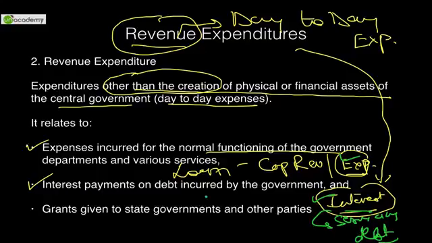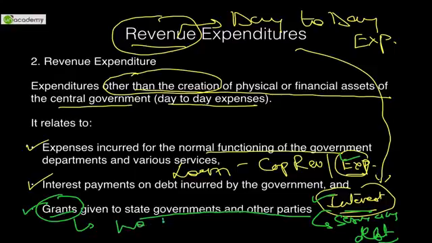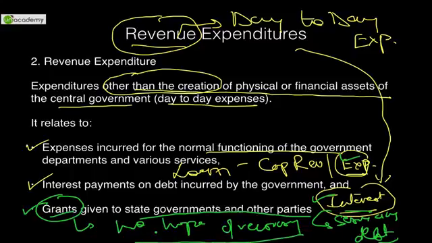Interest payments. And the third is grants given to state governments and other parties. So grants given or bailout packages given. A grant was given when there were floods in Jhelum in the state of Jammu and Kashmir. Similarly, Telangana, when it was divided into another state, some grants were given. Grants are those kind of funds which are given with no hope of recovery, which is why they are known as grants. You will never get them back. Loans are something that you will get back, but grants are something that you will never get back.